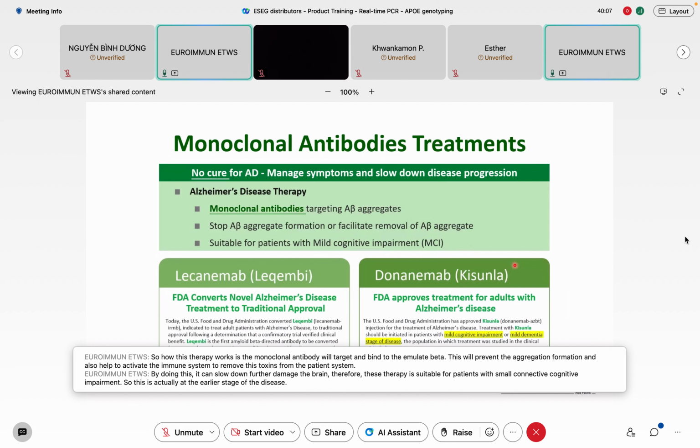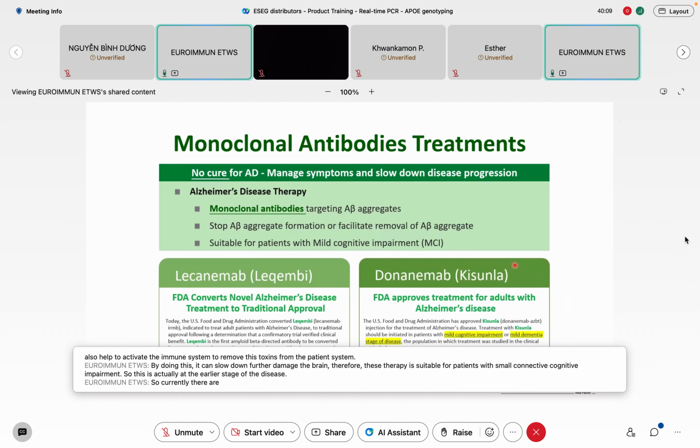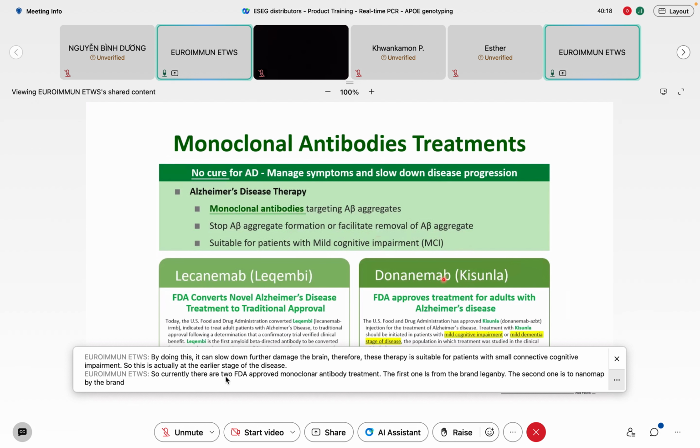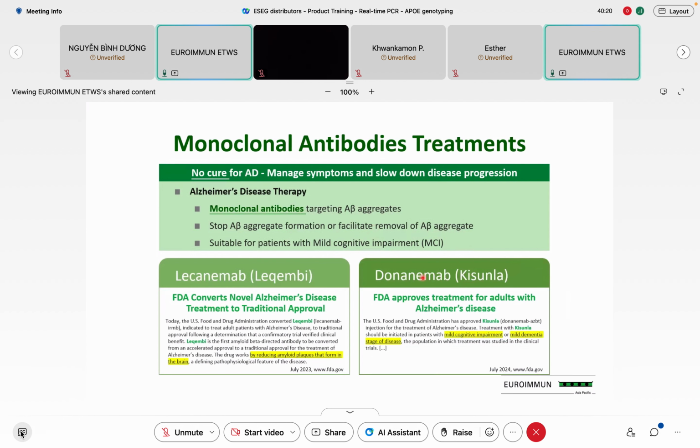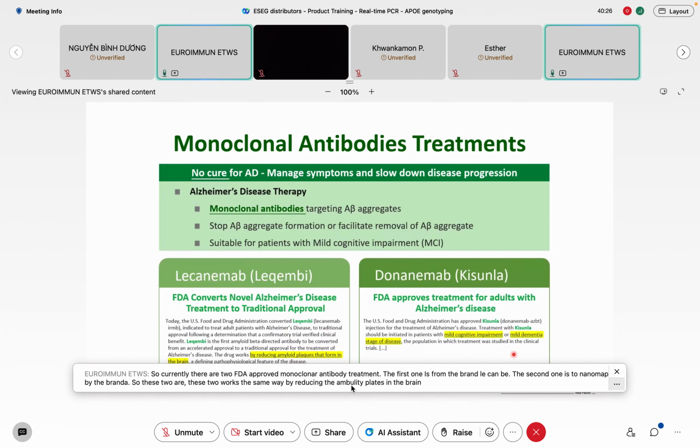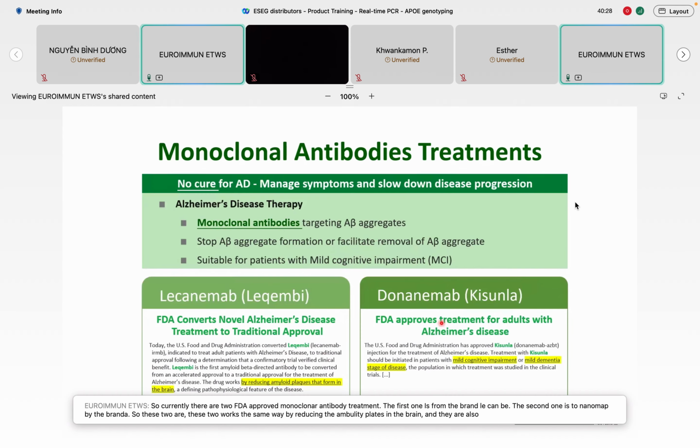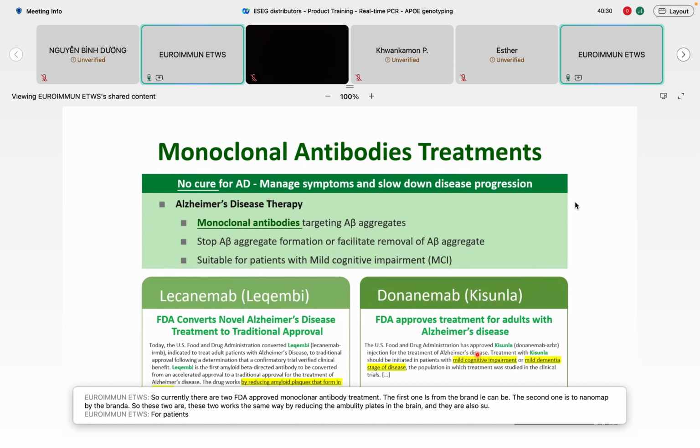Okay, so currently there are two FDA-approved monoclonal antibodies treatment. The first one is lecanemab from the brand Leqembi. The second one is donanemab by the brand Kisunla. These two work the same way by reducing the amyloid plaques in the brain, and they are also suitable for patients at the early stage of Alzheimer's disease.